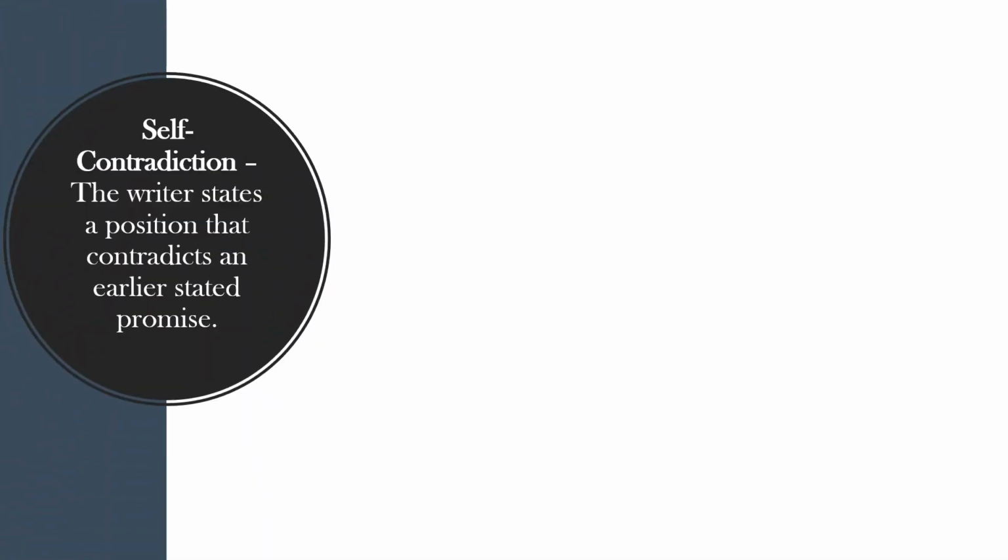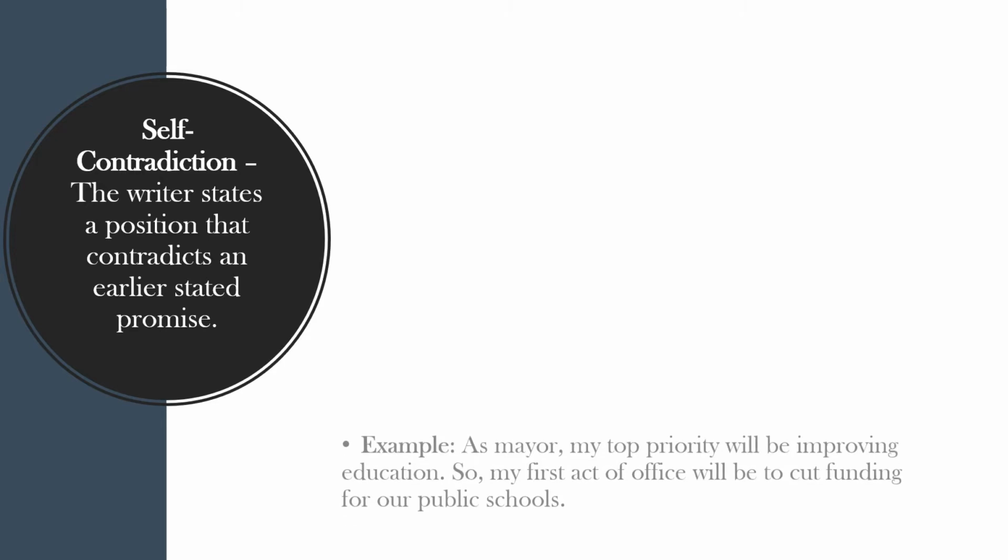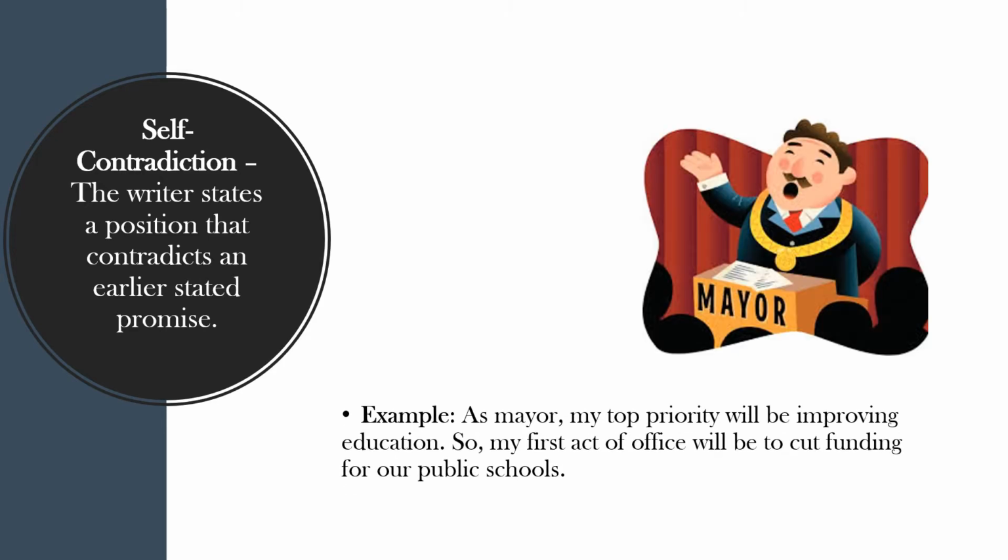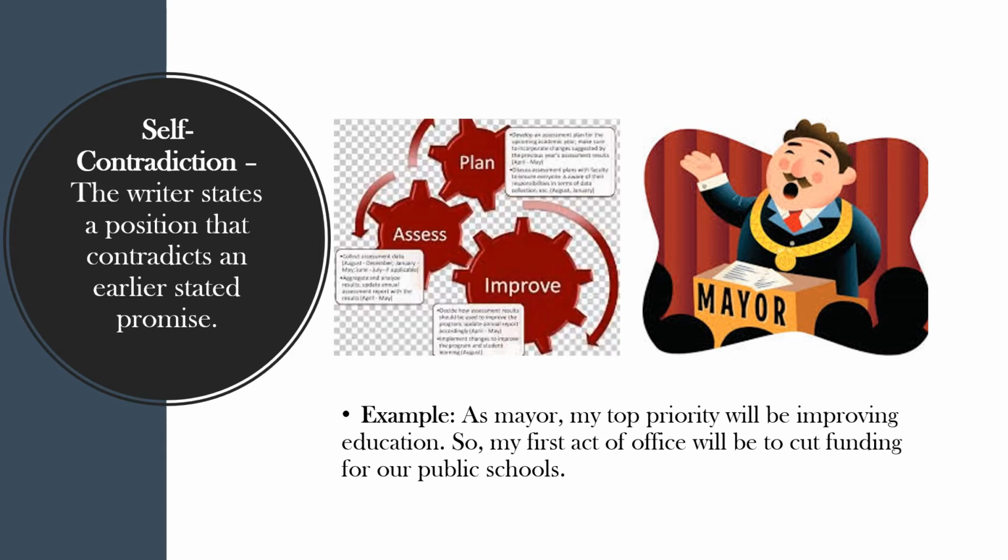Next is self-contradiction. The writer states a position that contradicts an earlier stated promise. Example: As mayor, my top priority will be improving education. So my first act of office will be to cut funding for our public schools. Explanation: cutting public school funding contradicts the mayor's first statement that improving education will be his top priority. Alright?